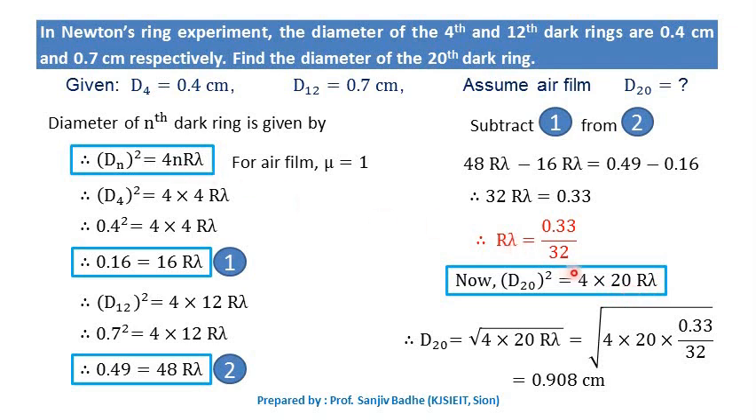N is equal to 20. So d20 is equal to square root of 4 into 20 r lambda, that is equal to 4 into 20 into 0.33 by 32. So we have substituted r lambda as 0.33 upon 32. So d20, after calculating this, diameter of 20th dark ring is obtained as 0.908 centimeter. In this problem, we can calculate r lambda directly from equation number 1, but we have written equation number 2 and subtracted equation 1 from 2 and then got the value of r lambda.